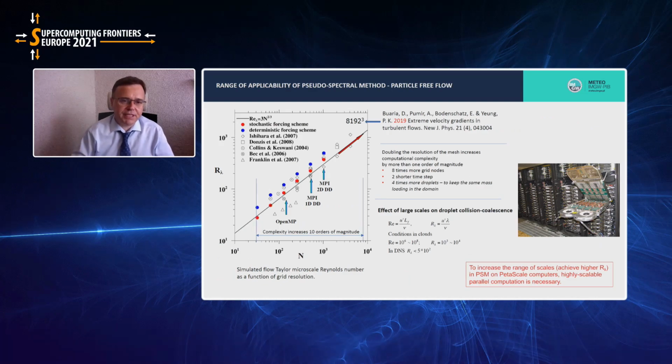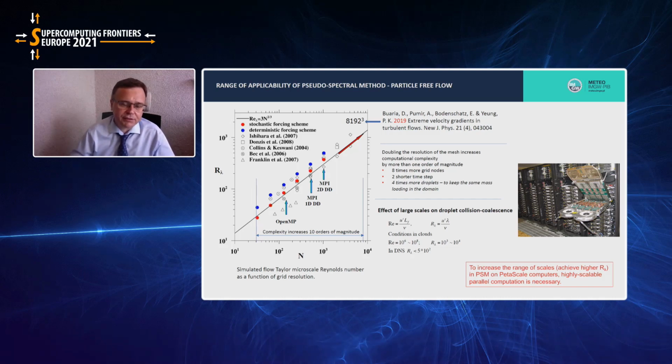So what's the range of applicability of the pseudo-spectral method for modeling turbulent flow? We know that in clouds, the Reynolds number is in the range between 1,000 and 10,000. But in DNS, the Reynolds number depends on the mesh resolution, and maximally we may reach about 500. So it's smaller. But the good news is that the droplets interact mainly with smaller eddies, so this range should be sufficient, at least for smaller inertia droplets.